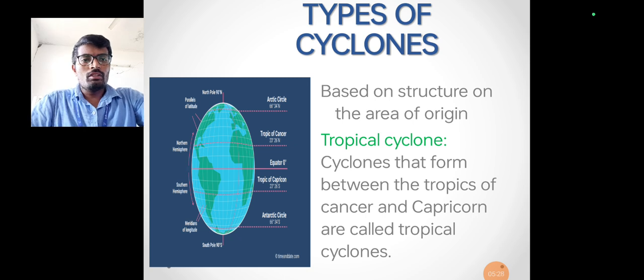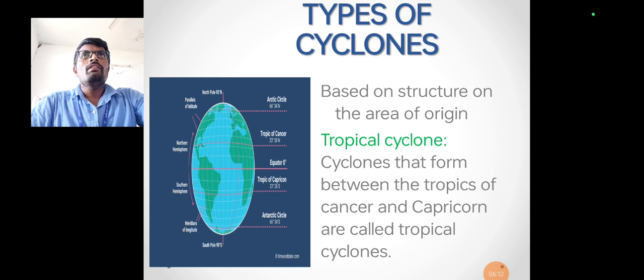Now coming to the types of cyclones. Based upon the structure and the area of origin, cyclones are classified into two types: tropical cyclones and extra tropical cyclones. Tropical cyclones are formed between the Tropic of Cancer and the Tropic of Capricorn. At the equator, the line above represents the Tropic of Cancer, and the line below represents the Tropic of Capricorn. In this tropical region the sun rays directly impact the region, so the wind turns into warm air.